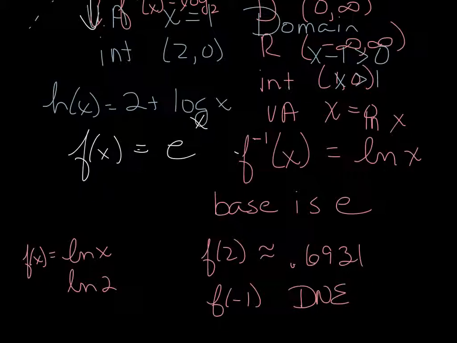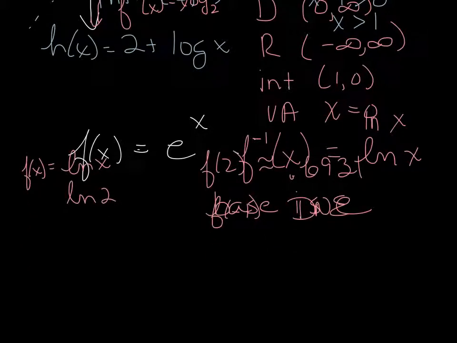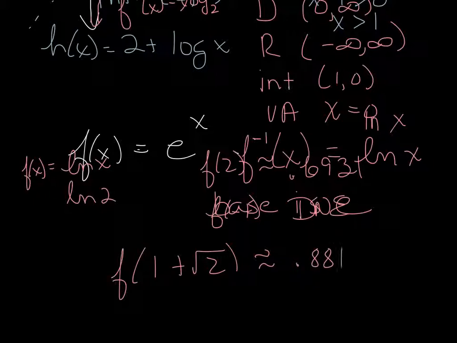What about f of 1 plus the square root of 2? What do you get there? 0.8813. Okay, 0.881, 0.8814. Everybody getting that on your calculator? I just want to make sure everybody's finding the right keys.